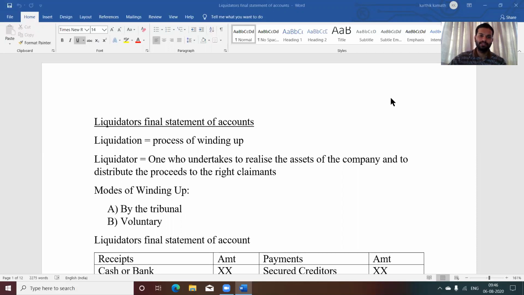So who is a liquidator? A liquidator is a person who undertakes to realize the assets of the company and to distribute the proceeds to the right claimants. So that person is known as liquidator. Now we need to know what are the modes or types of winding up.